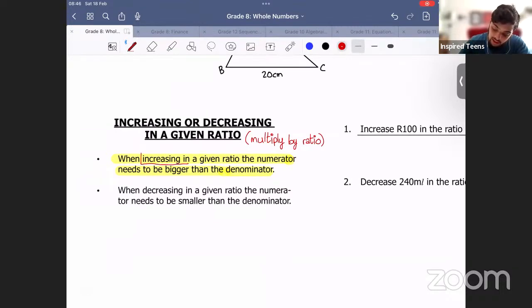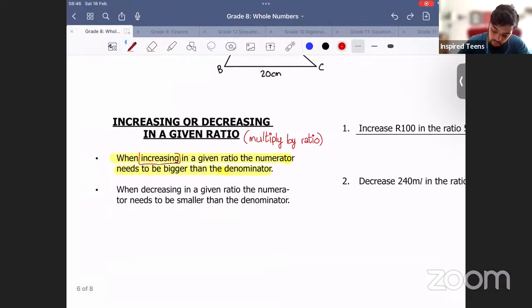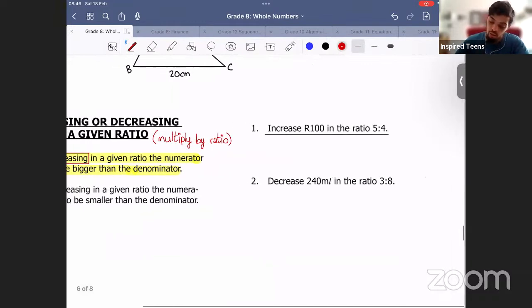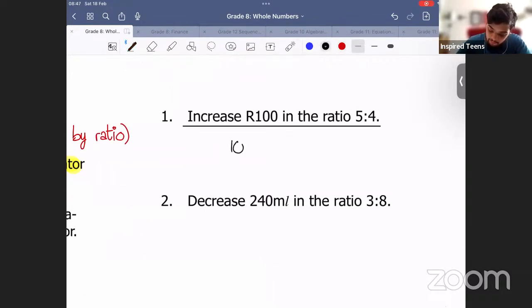It says when increasing in a given ratio, the numerator needs to be bigger than the denominator. So we multiply 100 by a fraction, which, remember, is very similar to a ratio. However, because we are increasing, the numerator needs to be bigger than the denominator, so 5/4. So we multiply 100 by 5/4.